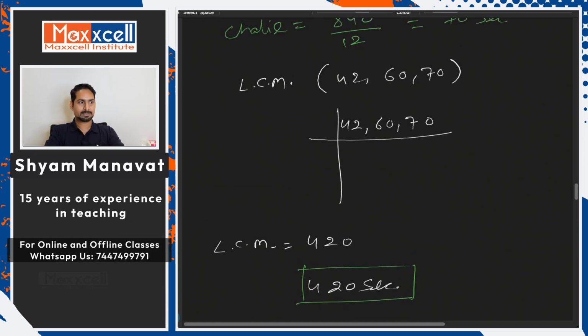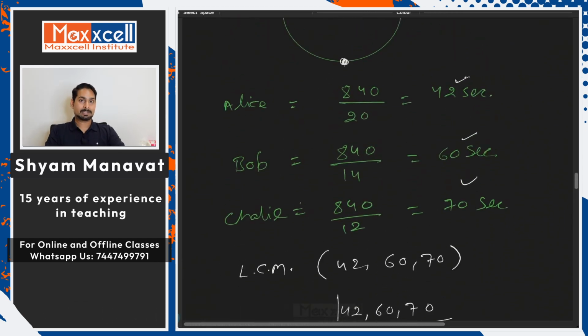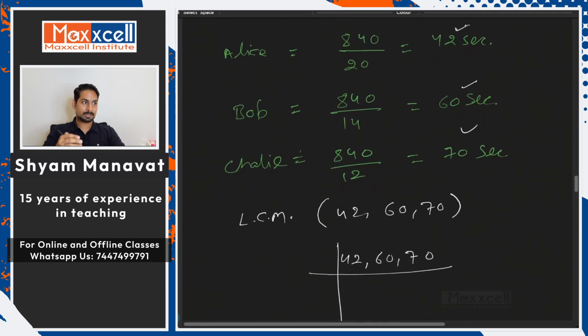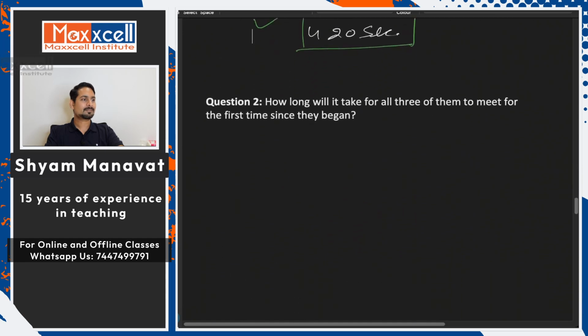Okay, so I hope you are clear with this. Did you understand the reason why you are calculating the LCM? That's very important. Because Alice is going to be at the starting point every 42 seconds: first time 42, second time 84, then multiples of 42. Same thing for Bob, multiples of 60. Same thing for Charlie, multiples of 70. So we need to find the common multiple of all these three numbers. Isn't it the least common multiple? Yeah, that's why we calculate the LCM. Okay. Another question.